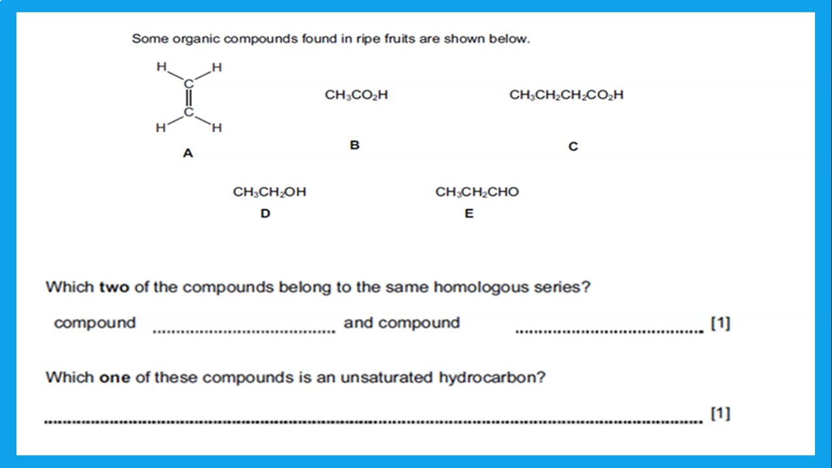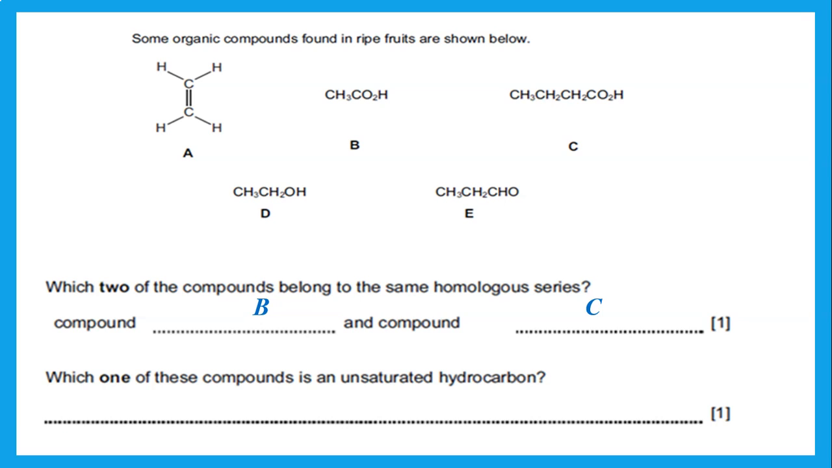Which two of the compounds belong to the same homologous series? Remember, same homologous series means they should have the same functional group, and that means B and C, because the CO2H is COOH, or C double bond O, single bond OH. These are carboxylic acids.